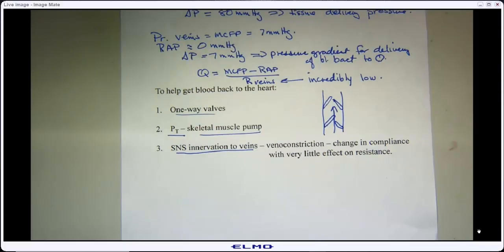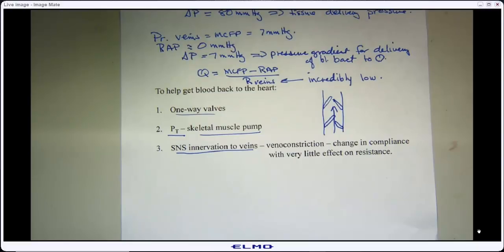On the venous side, the entire venous side is innervated. And when you increase SNS out to the smooth muscle on the venous side, you don't actually drop its diameter. Okay, dropping its diameter, again, would be catastrophic.